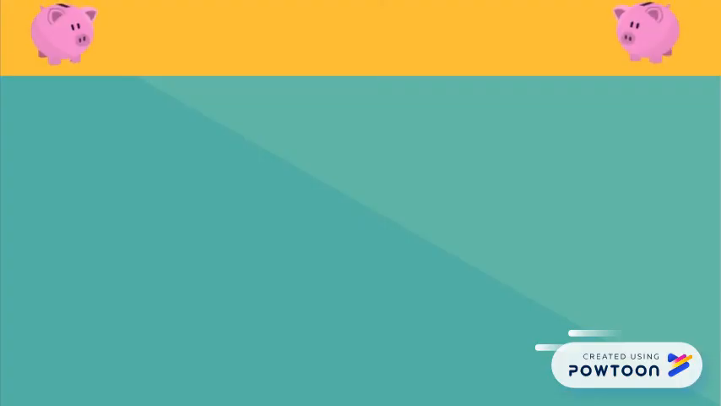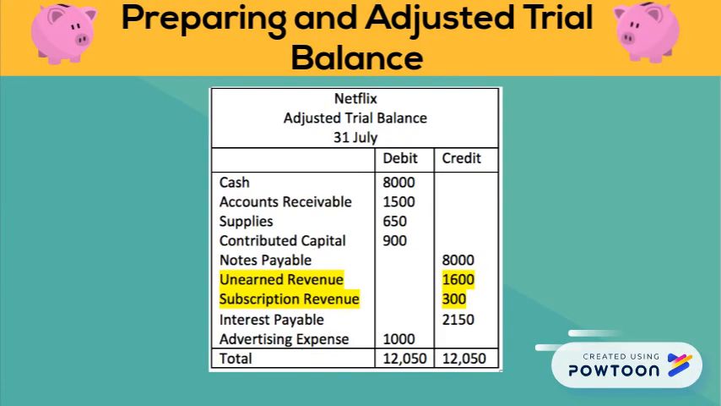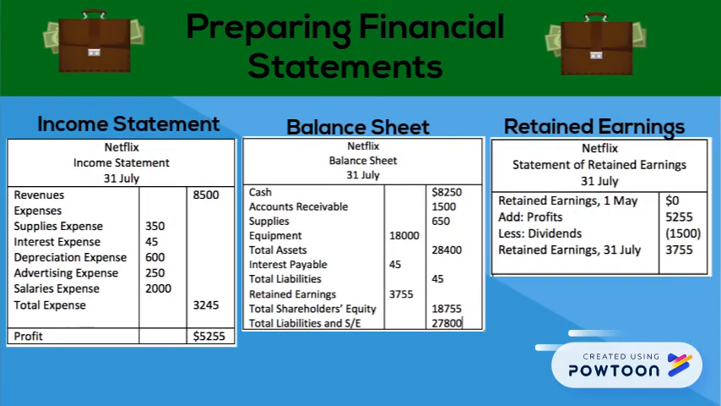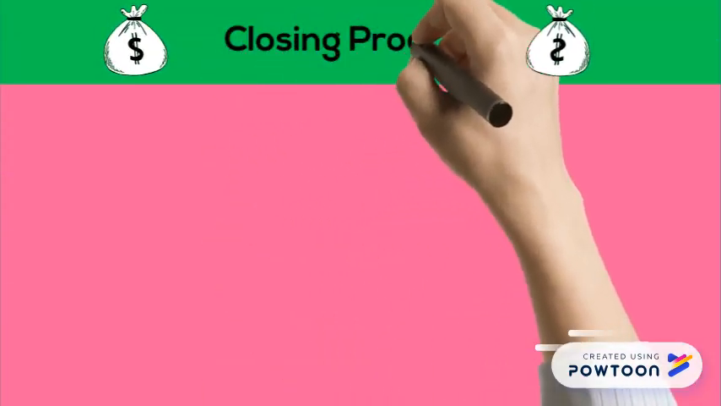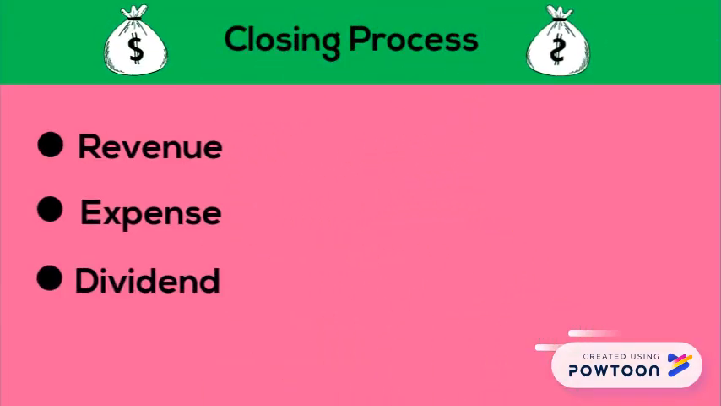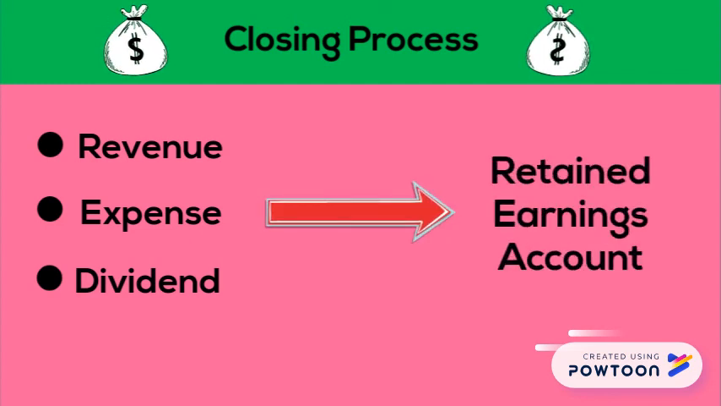The final steps include preparing an adjusted trial balance and financial statements, which is followed by the closing process where all revenue, expense, and dividend account balances are transferred to the retained earnings account.